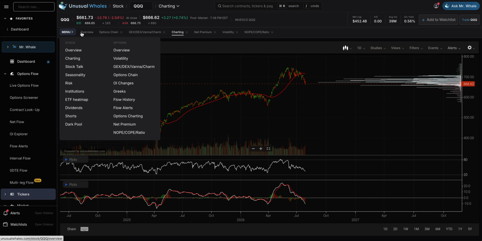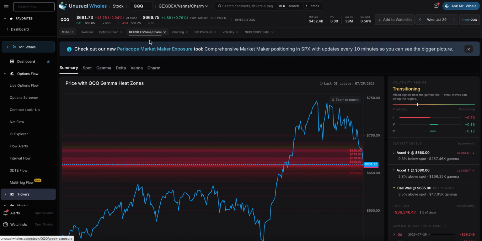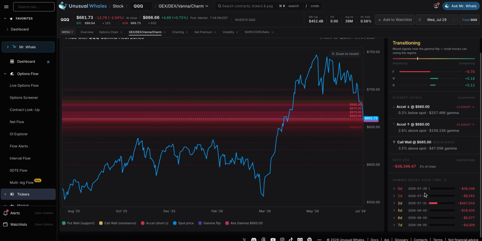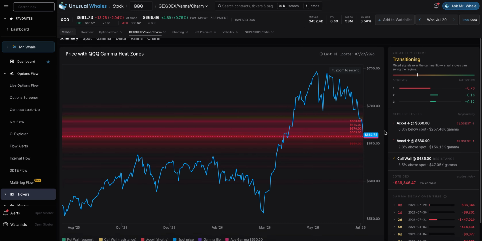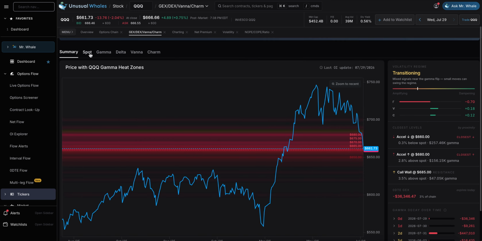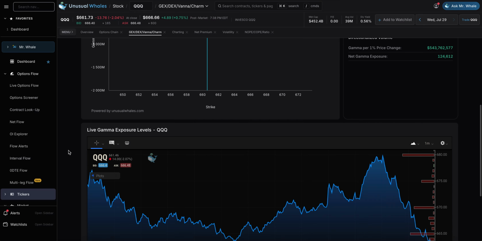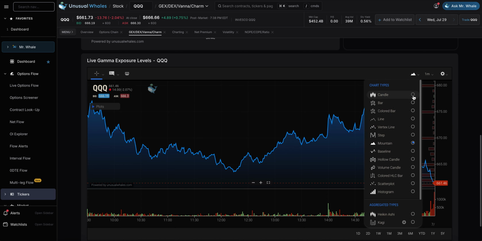You can see over here on gamma, this is nothing but negative gamma. Dealers are forced to sell their positions, and they're basically just accelerating the move. If we look on spot, it's nothing but puts.